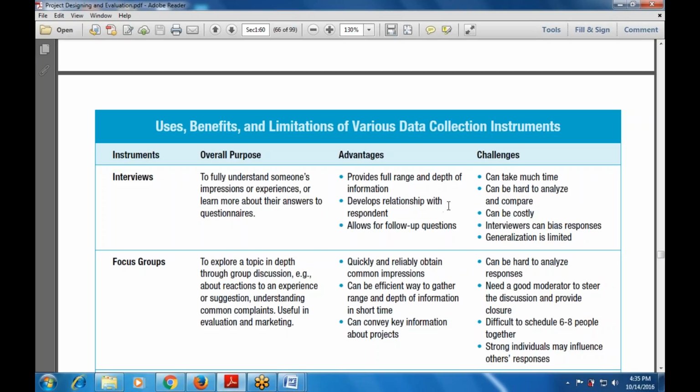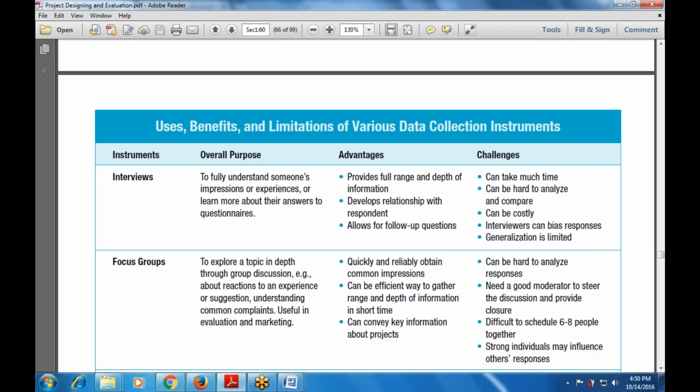Now, what are the various advantages of using interviews? Let's see what are the advantages or the main purpose of the interview. To fully understand someone's impression or experience, or learn about their answers to questionnaires. That means whatever the questionnaire, to fully understand someone's impression or experience, that is the main purpose of the interview, or to learn more about their answers to the questionnaire.